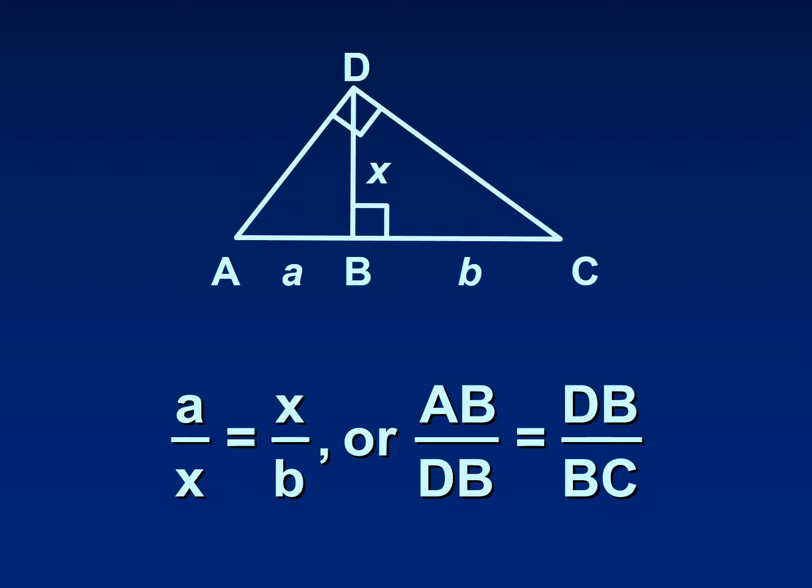You can also, instead of using the little letters, use the names of the segments. So this segment of this triangle, which is segment AB, over that altitude or that geometric mean, which is segment DB, is equal to that geometric mean DB over the side of the other triangle, which is side BC. So knowing these proportions can help us solve for sides that are unknown.